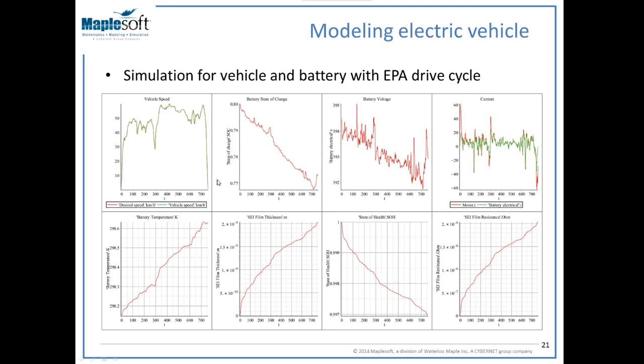The first plot shows the velocity of the vehicle, which is overlapping with the speed in the drive cycle. The second plot is the battery state of charge, which dropped to about 77% from 80%. And you can also see battery voltage, battery current, temperature of the battery, the thickness of the SEI layer, and state of health of the battery, which drops only a little bit because we're using a very short drive cycle. You can also see the SEI film resistance on the last plot as well.